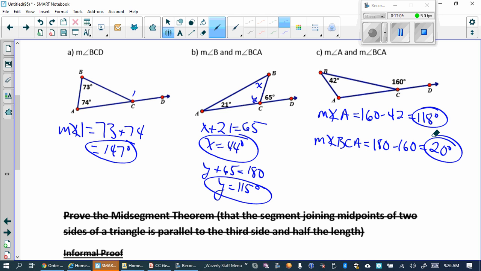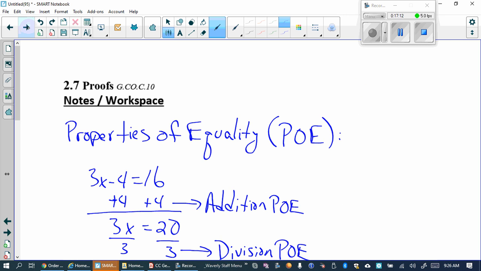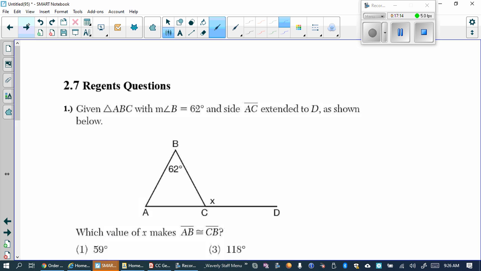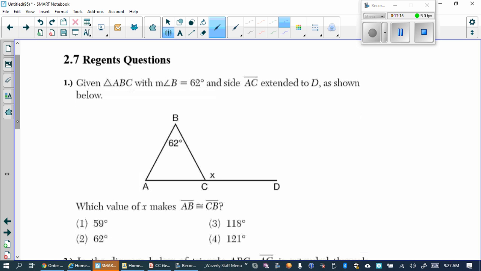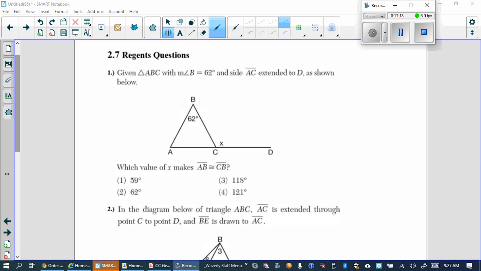We've proven that triangles add to 180. All right, Regents questions. Let's take a moment and read this over. First one. I have a question for you here. You see where they ask this right here? Which value of x makes AB congruent to CB?